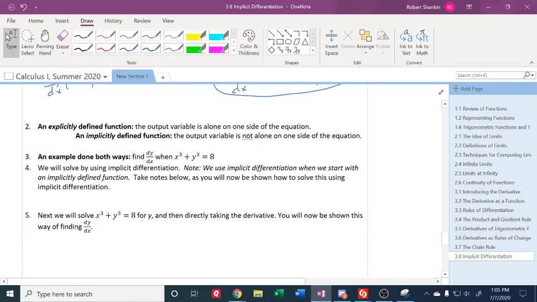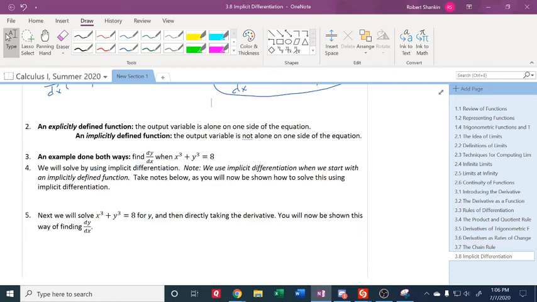Okay, let's keep going. An explicitly defined function versus an implicitly defined function. All right. So if somebody says something is explicit versus something is implicit. Implicit means implied. It's not stated directly. Explicit is it's out there, totally out in the open, everybody can see it.